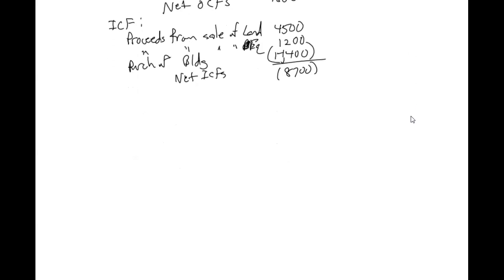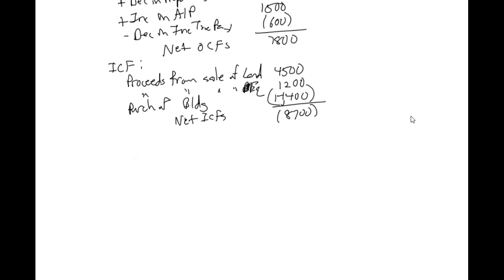All right, we go to our financing section. So we had a few things here. We had the long-term borrowings. So remember, the long-term note payable went up by $7,000. Now look, that is us going farther into debt, but we're just concerned about cash here. So that's a cash inflow.